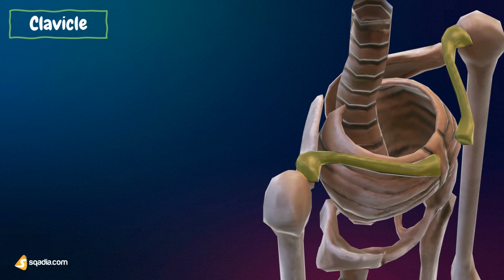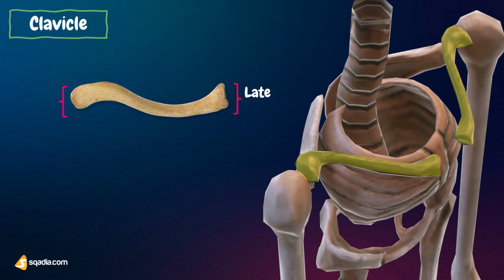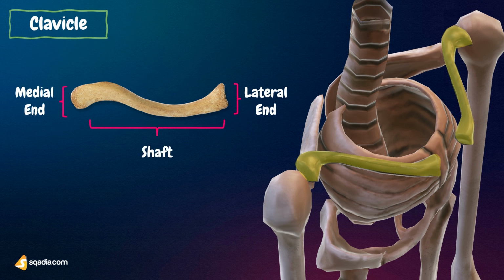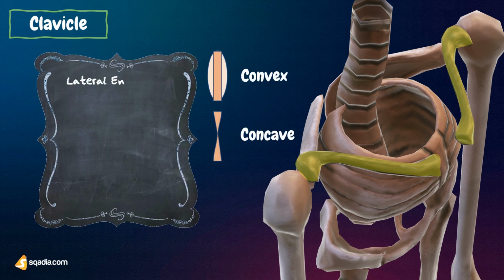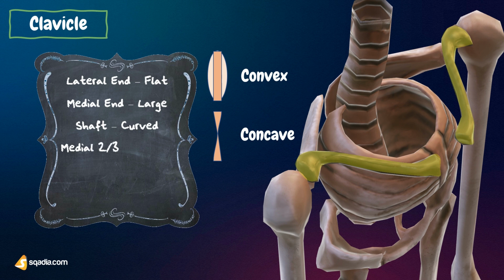Clavicle bone has a curved part called the shaft and two ends, lateral and medial. There are two clavicles in the upper limb. You can determine the side to which the bones belong to by keeping these features in mind. As you can see here, the lateral end is flat and the medial end is large and quadrilateral.